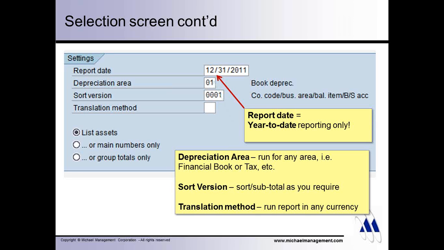And also you can enter a translation method right here. That's another interesting feature of this report. It allows you to run the report in any currency using a variety of translation or exchange rate dates. So even though your depreciation area 01 might be in US dollars, if you want to run this report in euros, you can do that simply by entering a translation method, and the system will do the currency translation for you automatically.